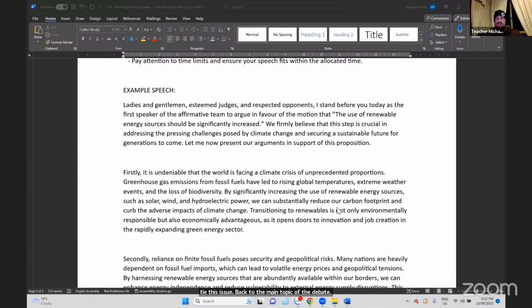So transitioning to renewables is not only environmentally responsible, but also economically advantageous, as it opens doors to innovation and job creation in the rapidly expanding green energy sector. So we've tied it back to the motion. It lets the audience know that this is going back to the topic.